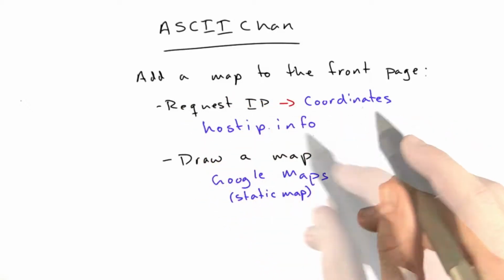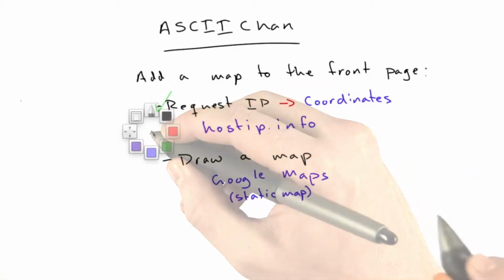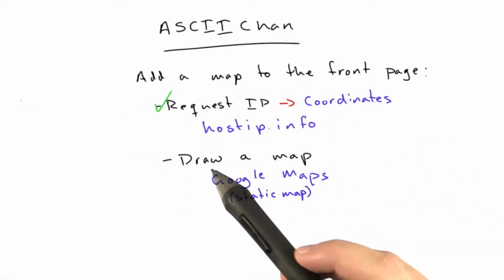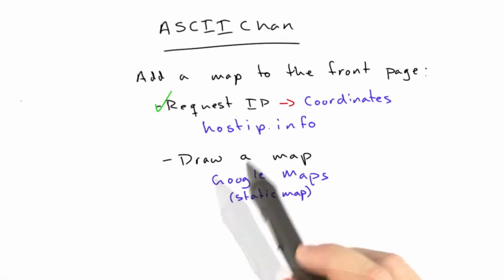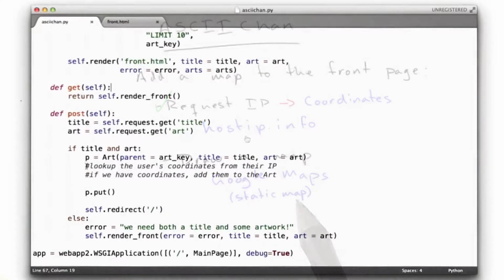Okay, so we've done turning our request IP into some coordinates. Ta-da! All right. Next step is to draw a map. Actually, there's some in-between step. Before we draw a map, let's look at our code again. We actually have two to-do lists.